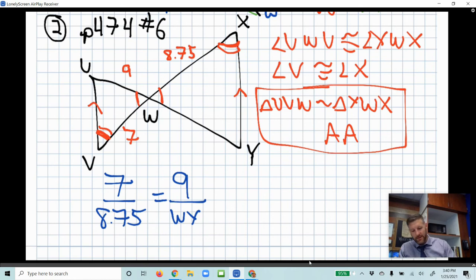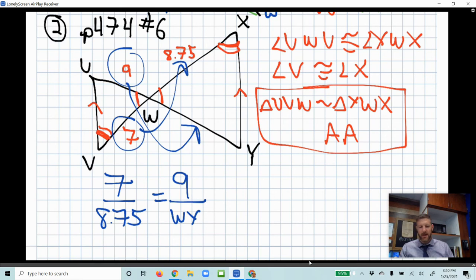So you see that this side is to this side as this side must be to that side. Notice it's important to see that if you were to lay the triangles on top of each other, V corresponds to X, U corresponds to Y, and of course the W's correspond to each other, so that you set up your proportion correctly. So in solving proportions, always take a moment to pause and make sure you've set this part up right. So 7 corresponds to 8.75 and 9 corresponds to WY, the side I'm trying to find. So now we just need to solve the proportion.